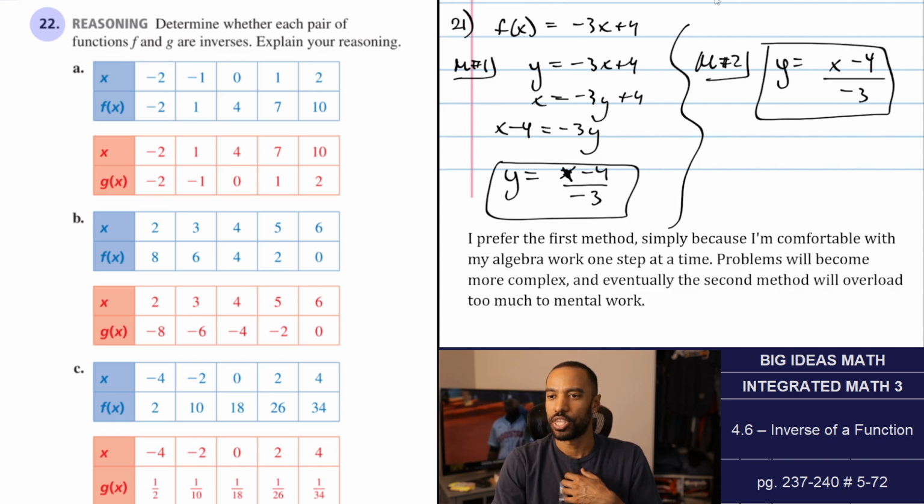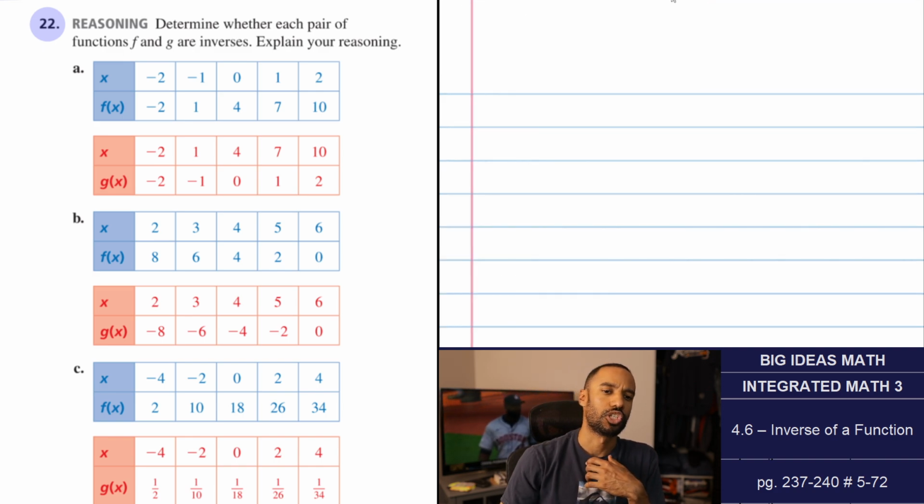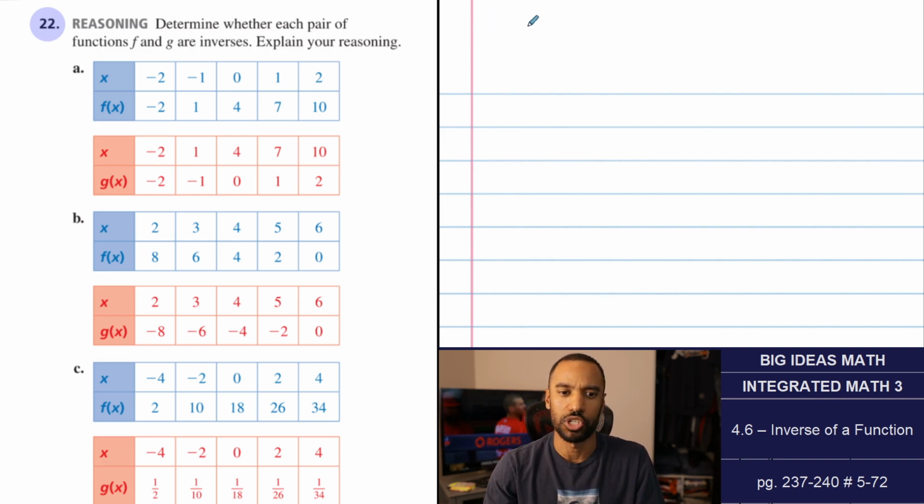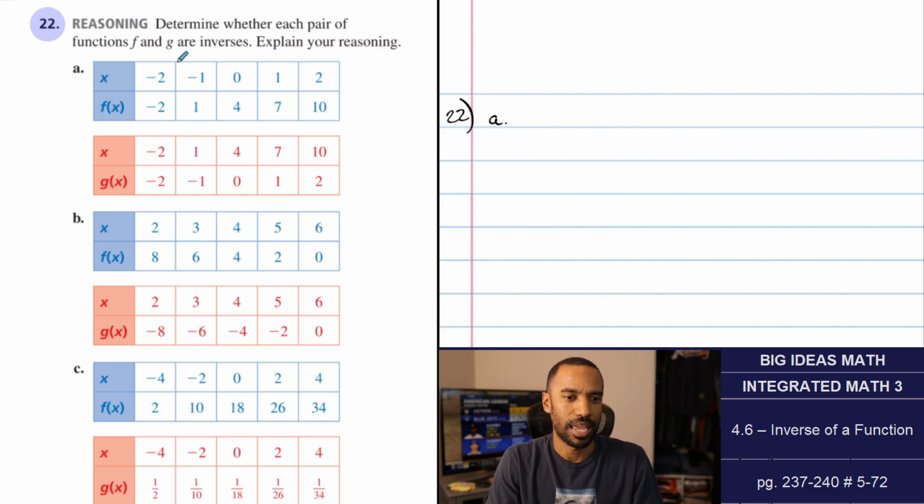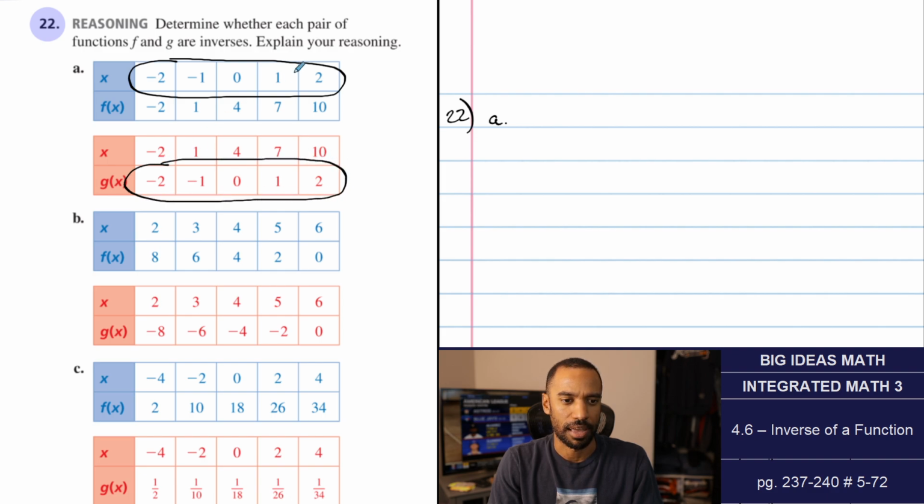All right, question number 22. Determine whether each pair of functions f and g are inverses. Explain your reasoning. I'm not going to copy and paste them over per se. We can just look at what's over there. What you're trying to look for is, do the x's become the y's? Do the y's become the x's? Now, do they have to go exactly hand in hand that way? I think for these problems, we're going to have to say yes.